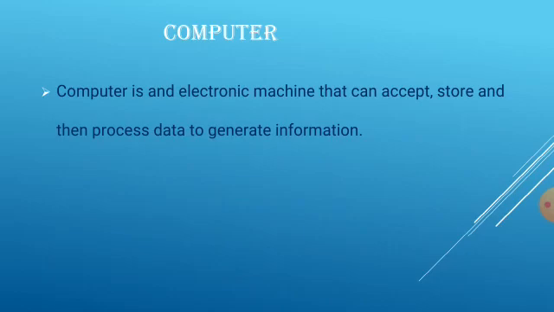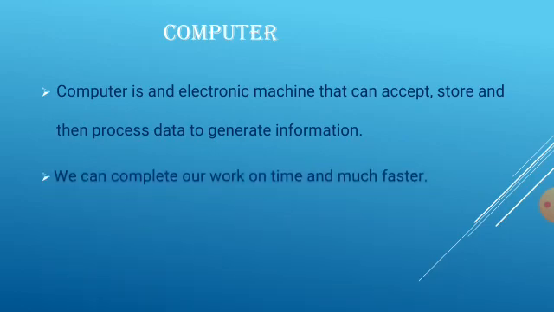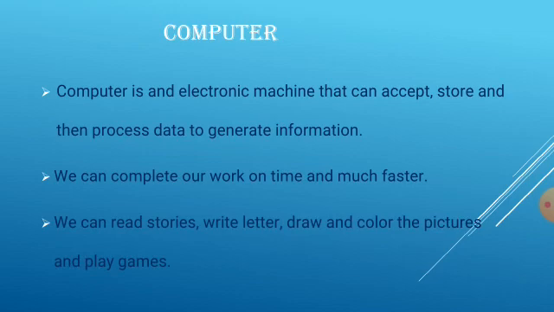Computer is an electronic machine that can accept, store, and then process data to generate information. We can complete our work on time and much faster. We can read stories, write letters, draw and color the pictures and play games. Computer is an electronic machine. What is an electronic machine?